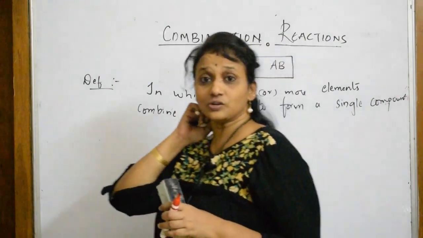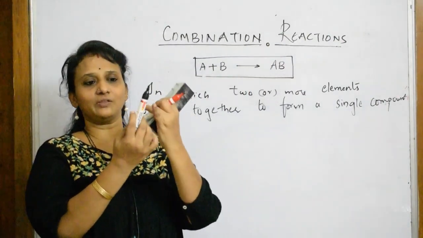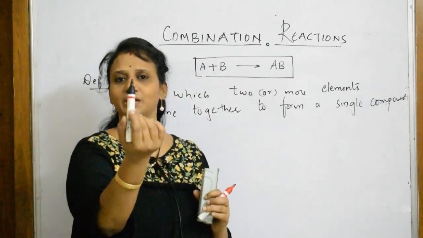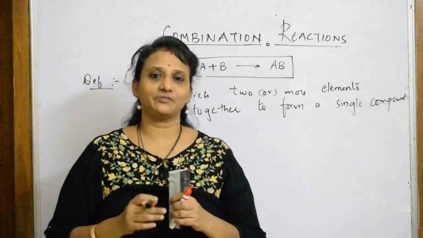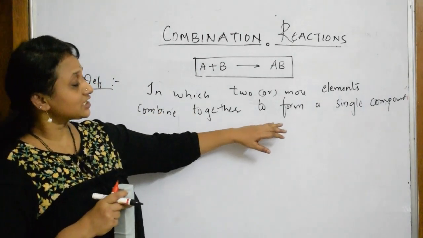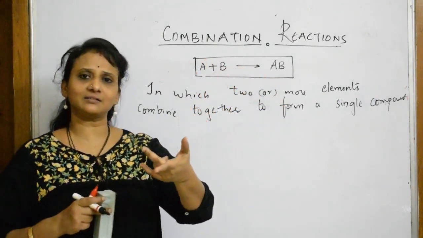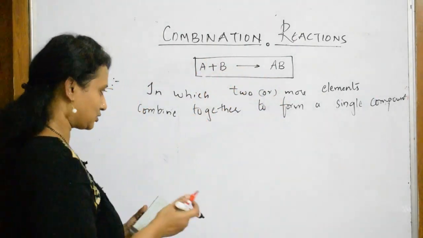Understood, isn't it? Suppose this is a marker. The top part and the bottom part together we're fixing and forming a pen, isn't it? Simple example I have given. So in a different way, I can write: the reactions in which one compound is formed from two or more reactants. Simple, right? That also you can write.